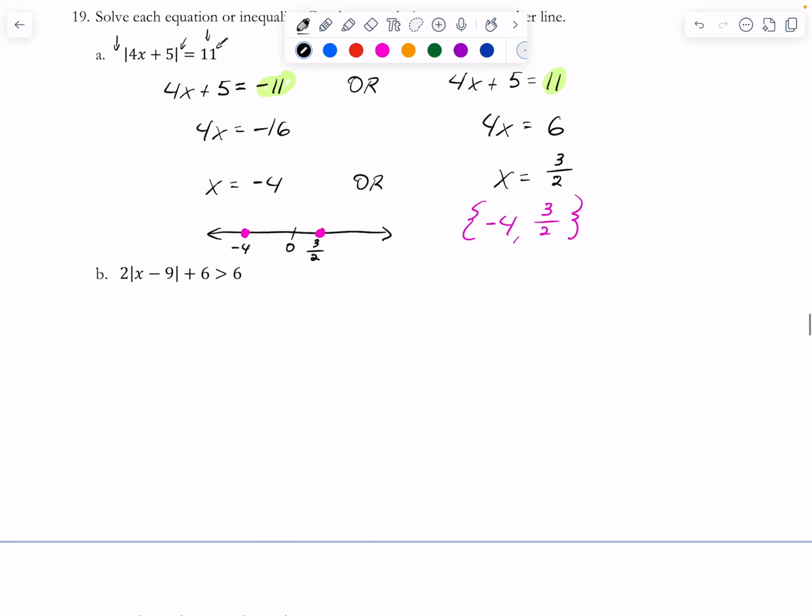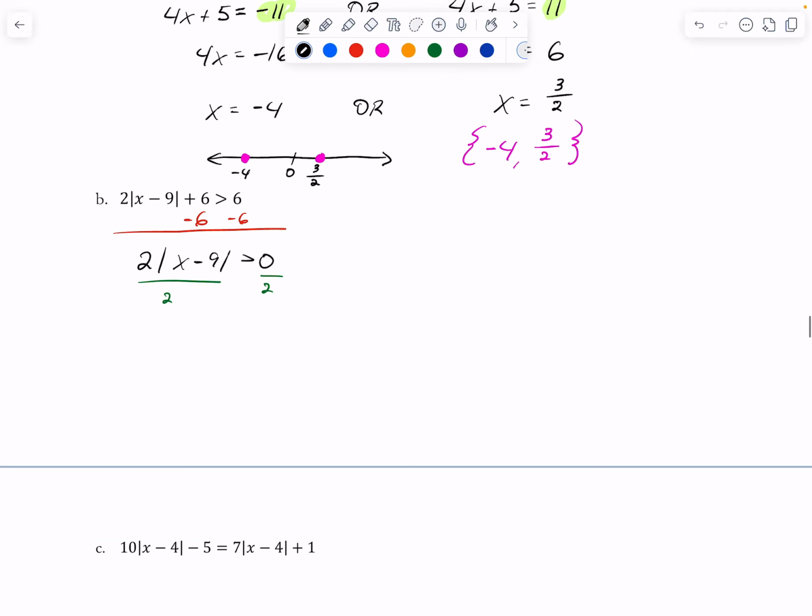Okay, letter B. Let's isolate this absolute value first. So subtract 6 to get 2 times the absolute value of x minus 9 is greater than 0. Divide by 2. Remember, nothing is touching the absolute value in terms of what's inside it. 0 divided by 2 is still 0.